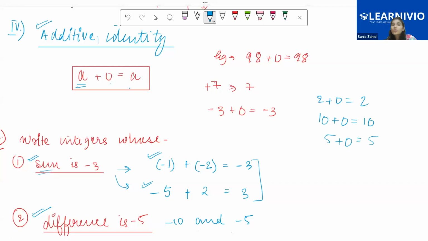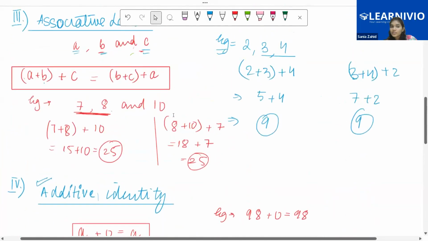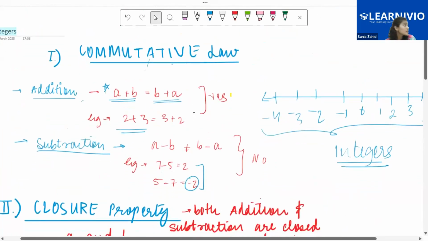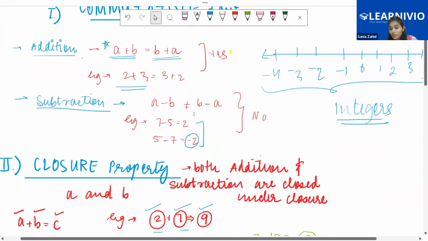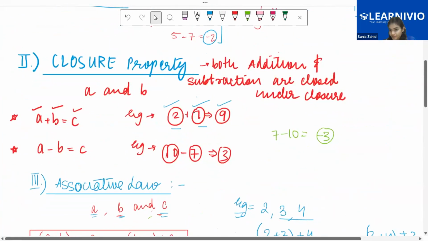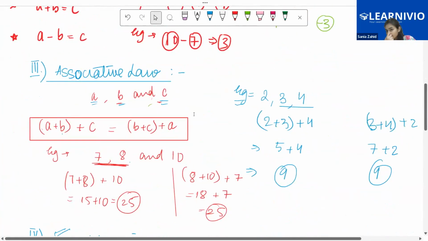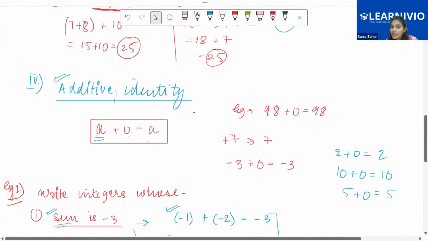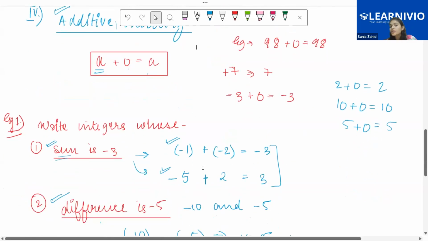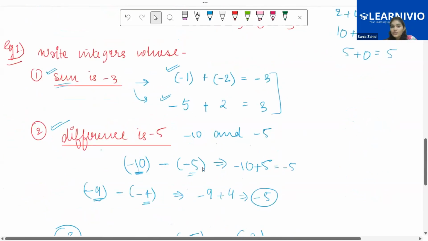Okay. So we studied 4 properties. I taught you 4 properties. What are they? The first is commutative law. Second is closure, third is associative, and additive identity. Okay, Salman, did you understand these 4 properties? Yes, ma'am. Okay. Now we have various questions with us.